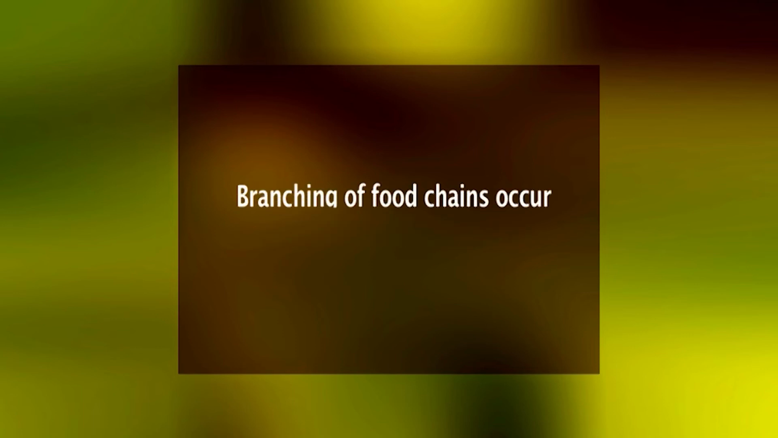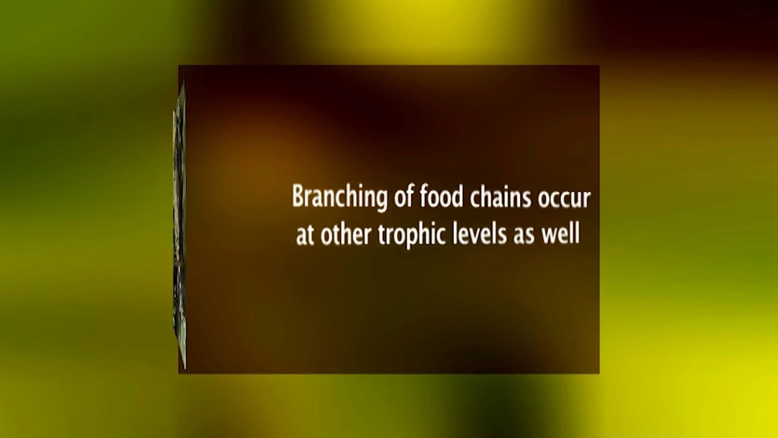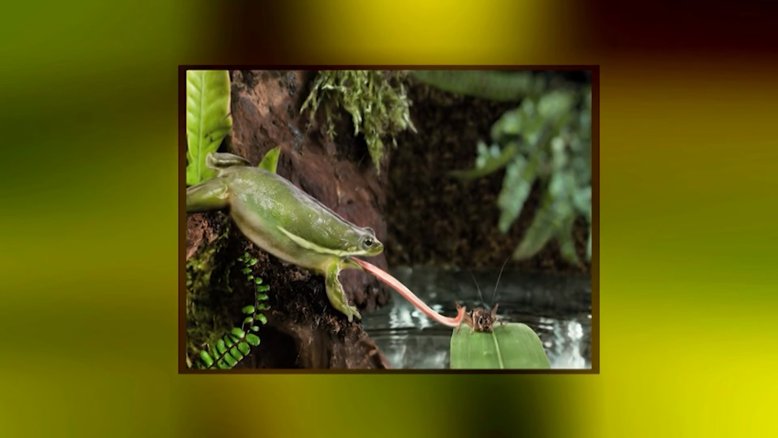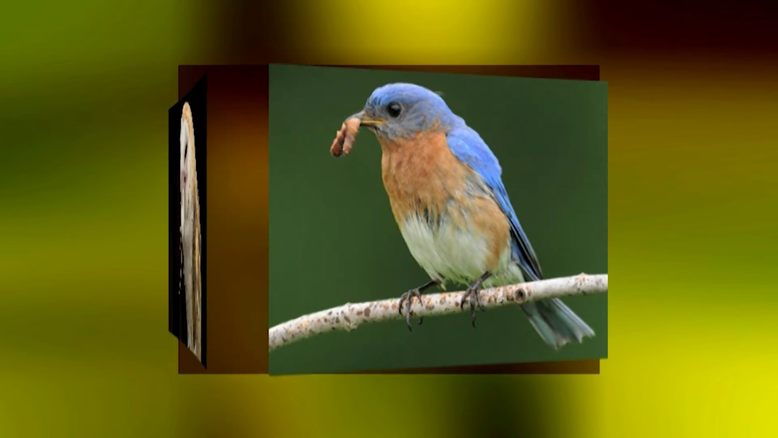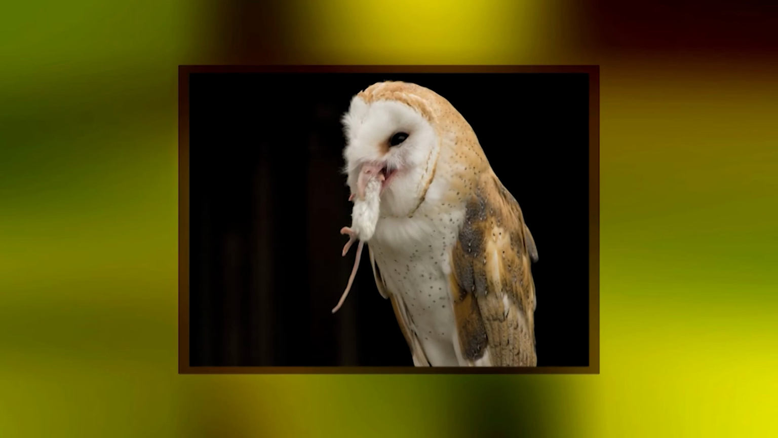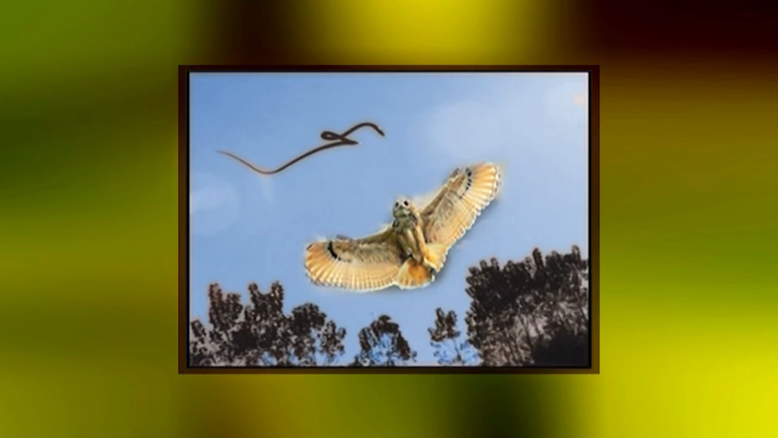Such branching of food chains occurs at other trophic levels as well. For instance, frogs eat several different types of insect species, which also may be eaten by different types of birds. Owls may eat primary consumers such as field mice and also prey on higher level organisms like snakes.